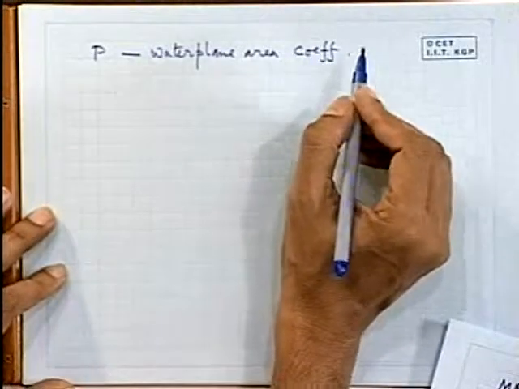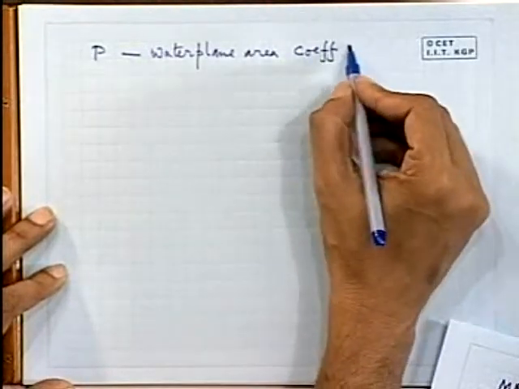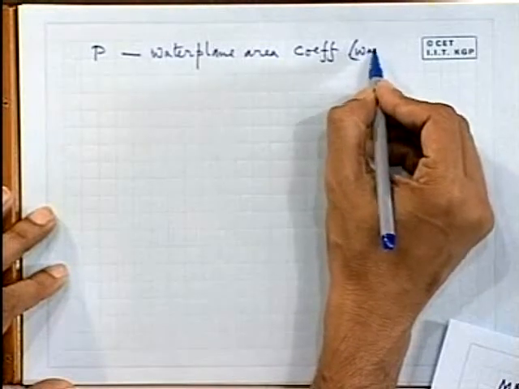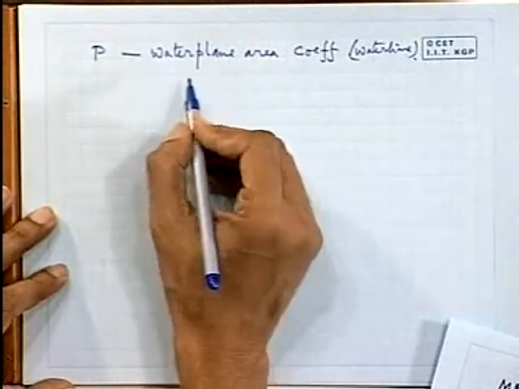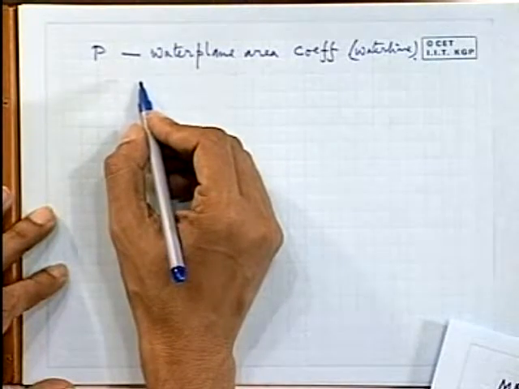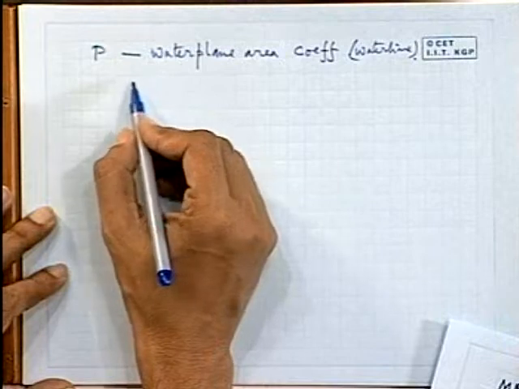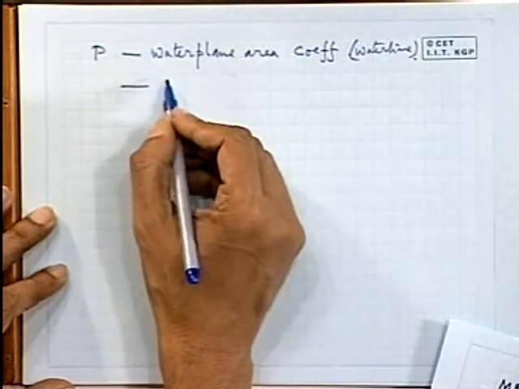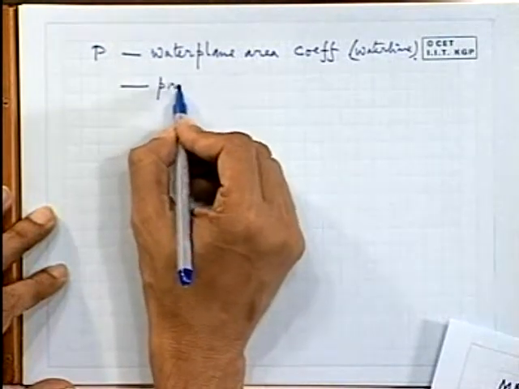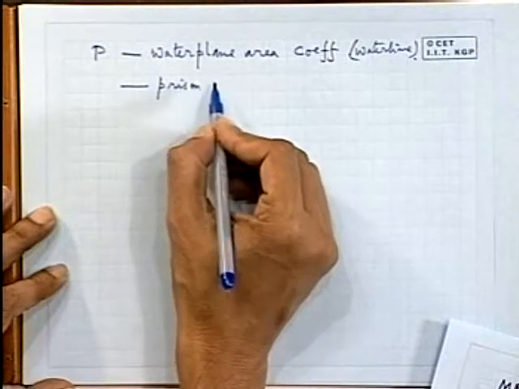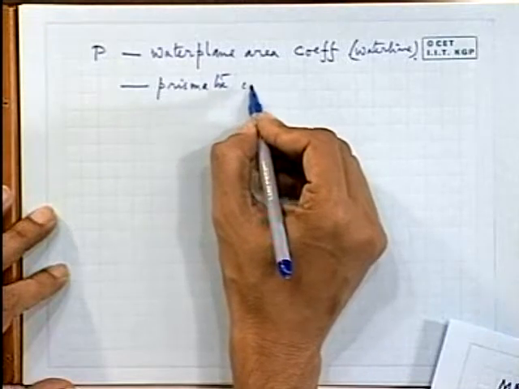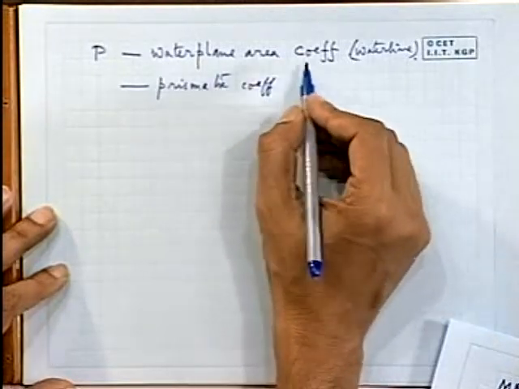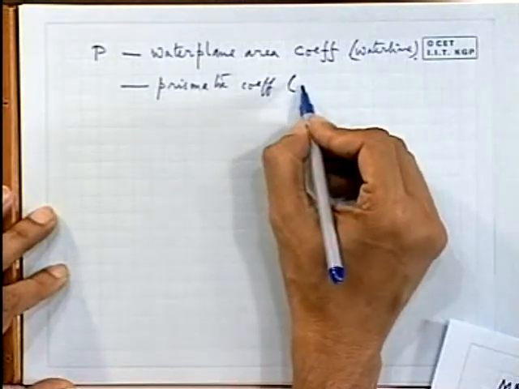Now this is water plane area coefficient, if you want to draw a water line. Then P is a water plane area coefficient, and this P assumes the value of prismatic coefficient in case of the sectional area curve. I'll just now explain what are these coefficients.